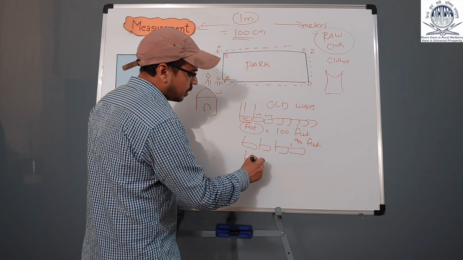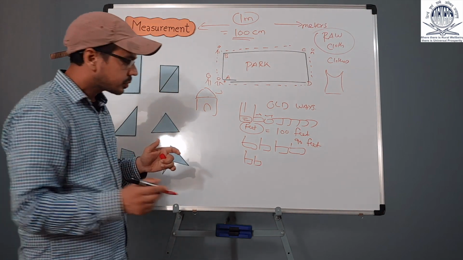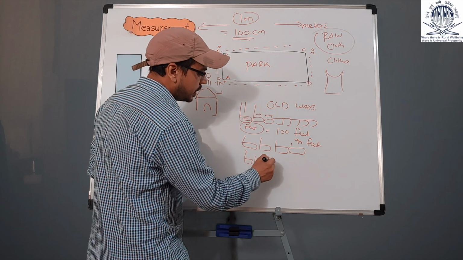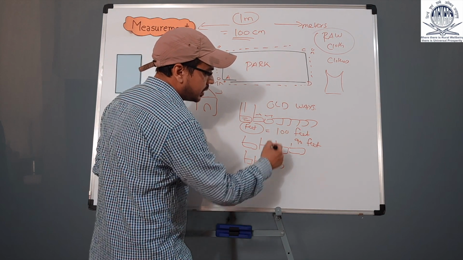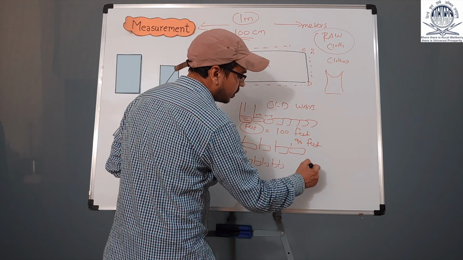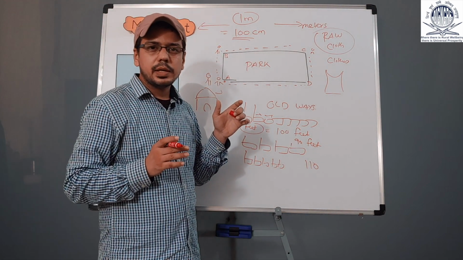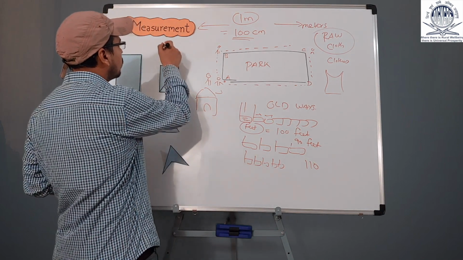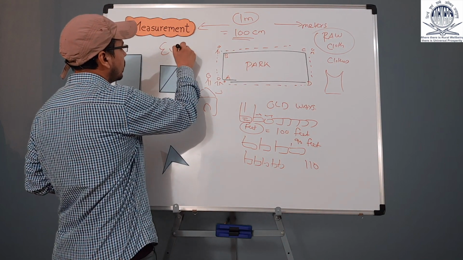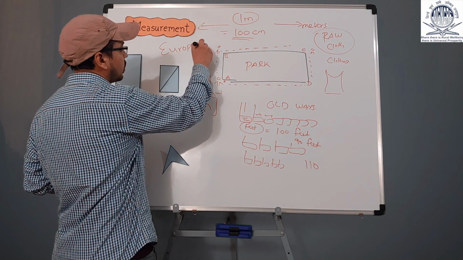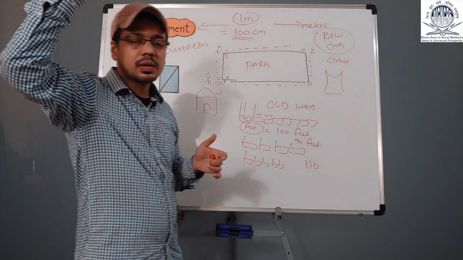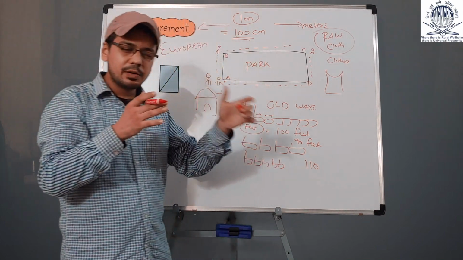So yeah, if the foot size is less, then the number of feet will increase. It can probably be 110. So what someone did in the old days, probably they calculated, especially I think in the European world, because they are quite heavy and very tall people, so they have big feet sizes.